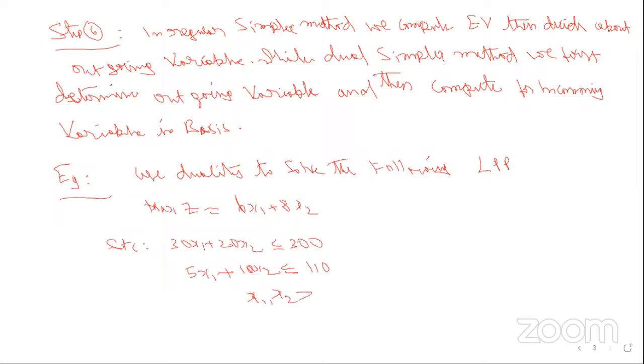x1, x2 greater than or equal to 0. This is the question. Solution. This is the most important dual simplex question, because it carries 20 marks. Lengthy question. Solution. First, convert the given LPP to primal.